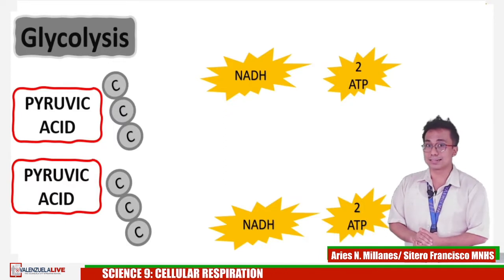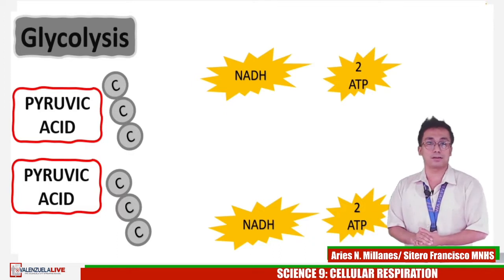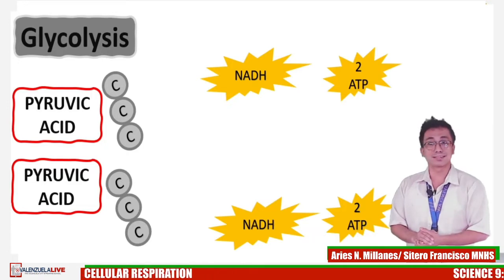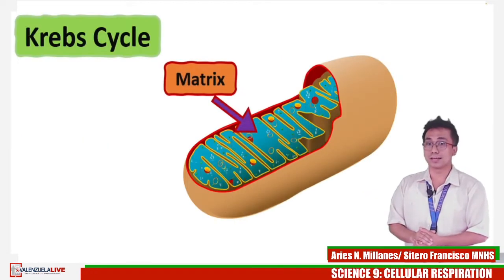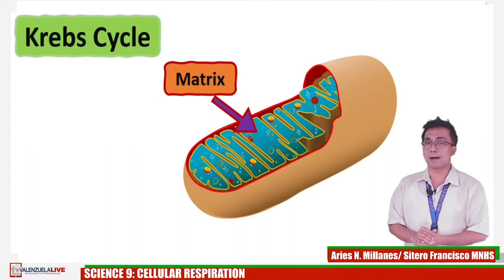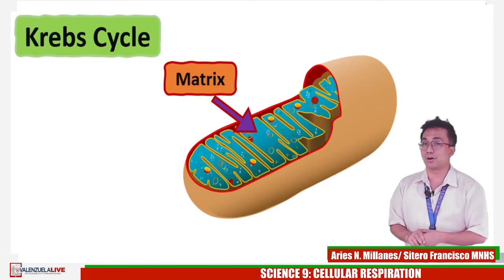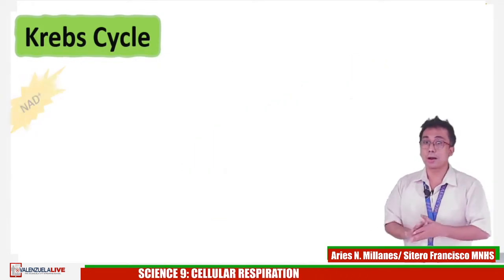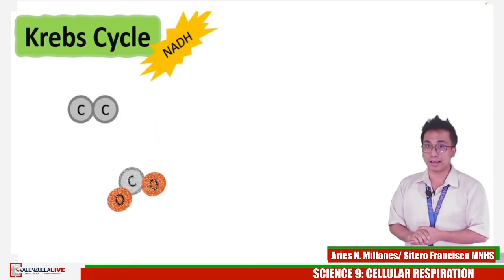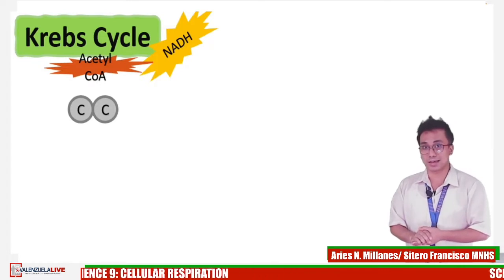In this stage, we also produce 2 electron carriers called NADH, or nicotinamide adenine dinucleotide. The pyruvic acid produced during glycolysis proceeds to a series of chemical reactions called the citric acid cycle, or Krebs cycle. This stage was named after Hans Krebs. This process happens inside the mitochondria, specifically in the matrix of the organelle.